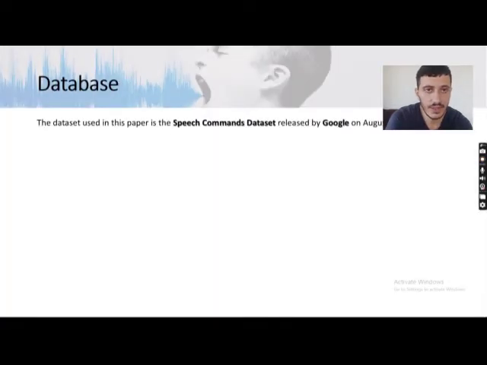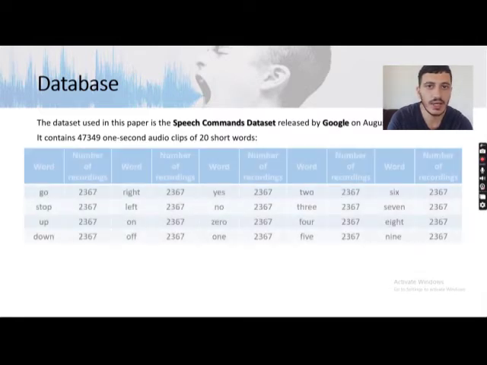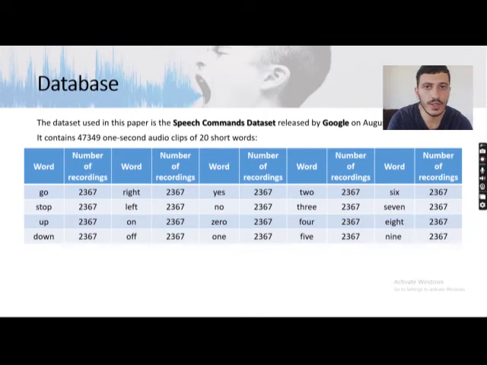The dataset used in this research is the Speech Commands dataset released by Google in 2017, which contains almost 48,000 audio clips of 20 words like up, down, left, right, 0, 1, and so on. Since the duration of some recordings in the dataset is less than 1 second and the sampling rate is very high, pre-processing steps have been used.